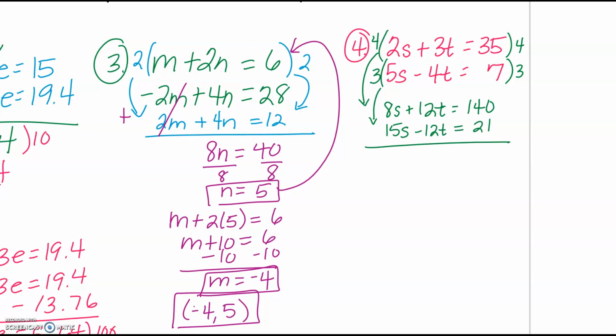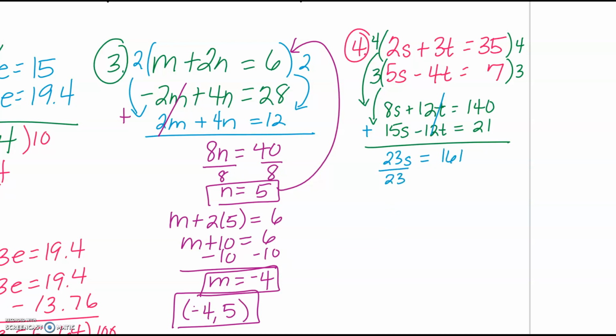Often what gets forgotten when you're eliminating is that you have to multiply that factor by every single term. A lot of times that gets forgotten. I'm ready to add now. 8 plus 15 is 23s. My 12s go away because 12 plus negative 12 is 0. They eliminate. And that equals 161.